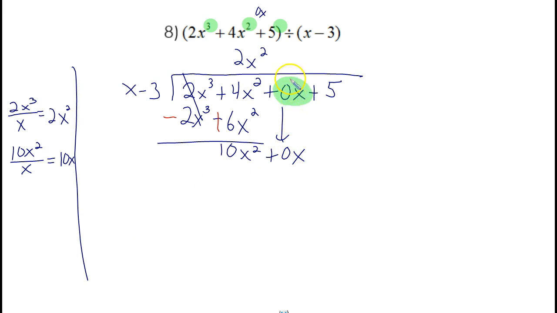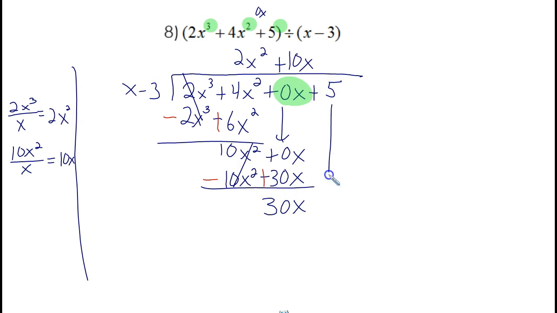And you'll notice that there's an x term here now so that it does line up when I put the plus 10x at the top. 10x times x is 10x squared. 10x times negative 3 is negative 30x. When I subtract, both signs change, and I combine like terms down. 0 plus 30 is positive 30x. 5 comes down, plus 5.